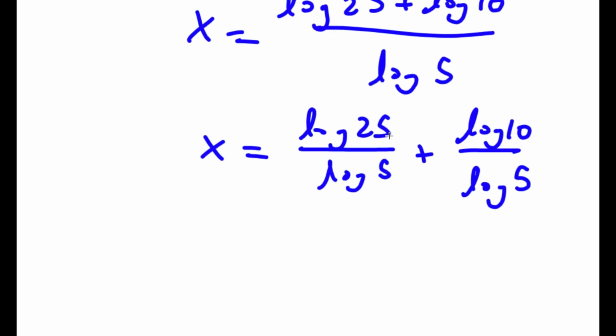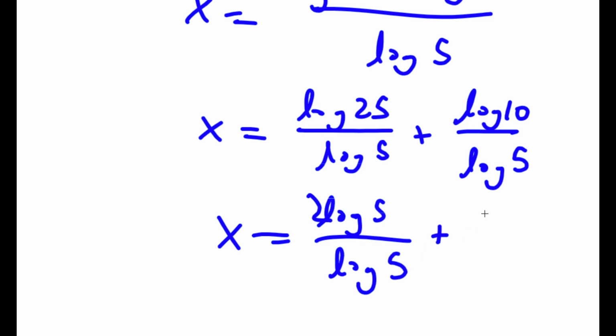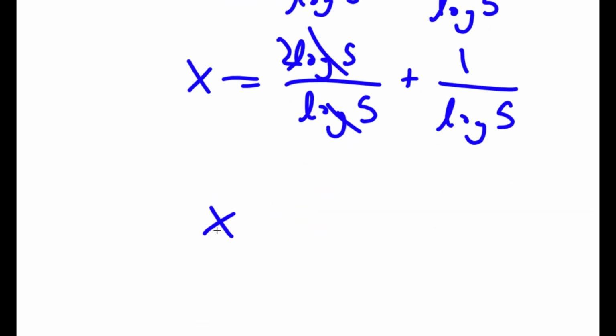And log 25, that's log of 5 squared. So I have log of 5 squared, and remember I can move this exponent to the front. So this is the same thing as 2 log 5 over log 5 plus log 10 over log 5, which is equal to 1 over log 5. So then these two cancel out, and now I get x is equal to 2 plus 1 over log 5.